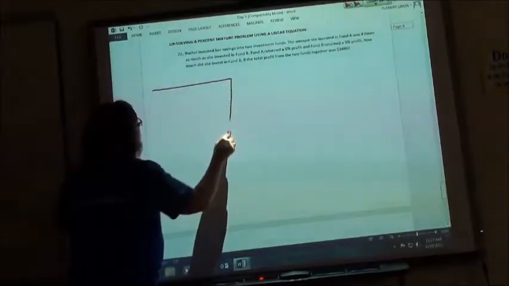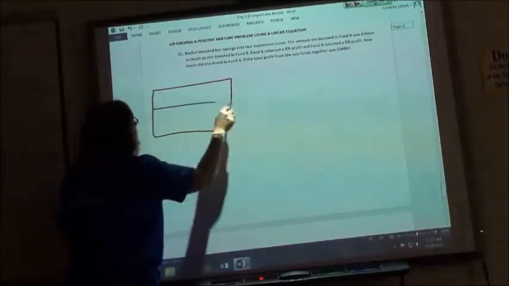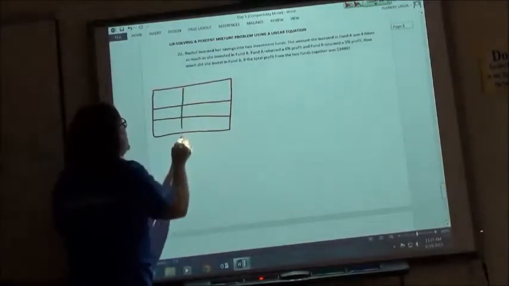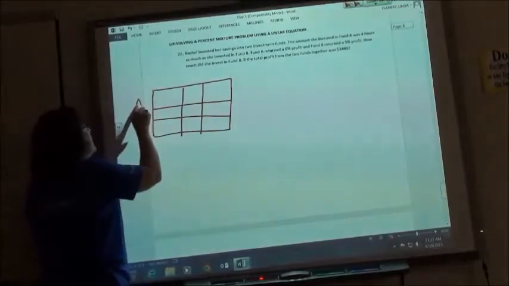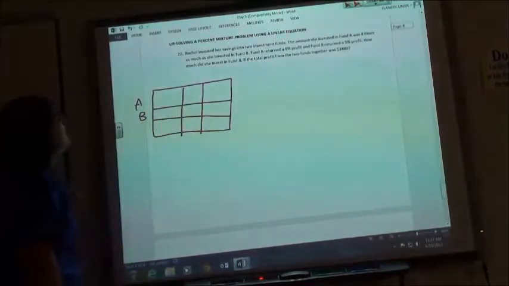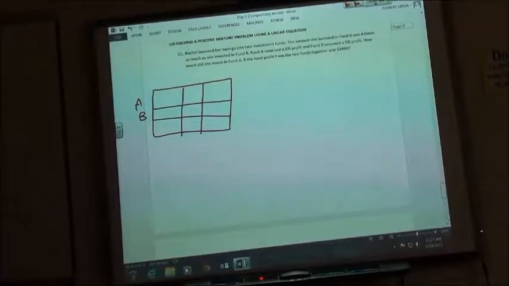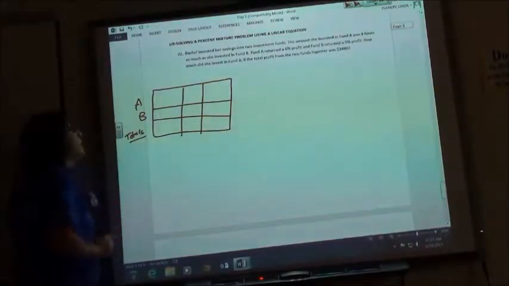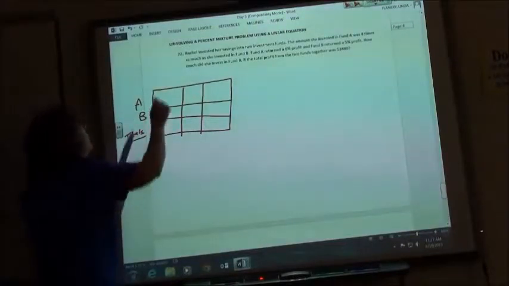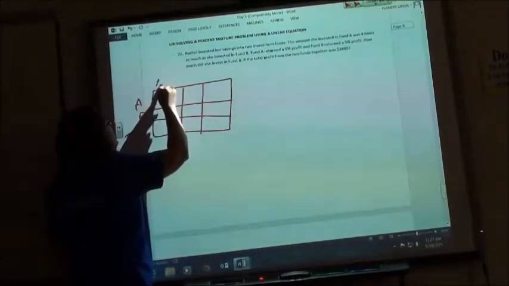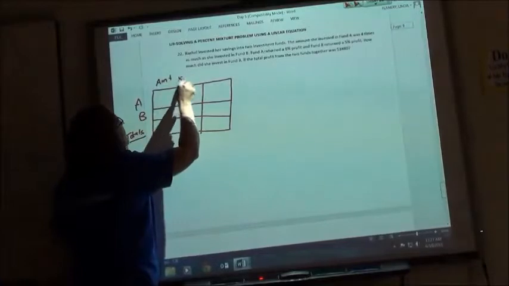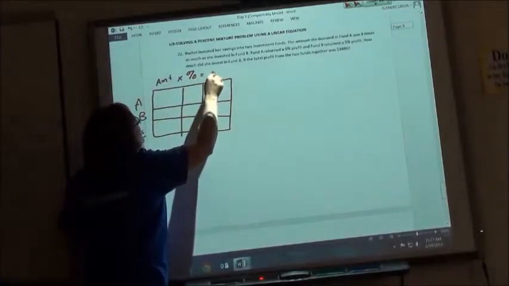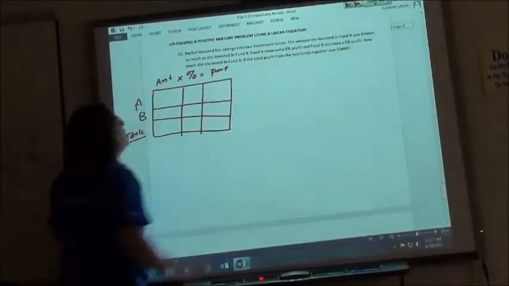So what you're thinking about when you're doing these problems is usually you're going to have two things. I'm going to say A and B in this case, since I can see she has fund A and fund B. And sometimes you need to keep track of some totals. So what you're going to have is an amount times a percent to equal the part or the pure substance or something like that.